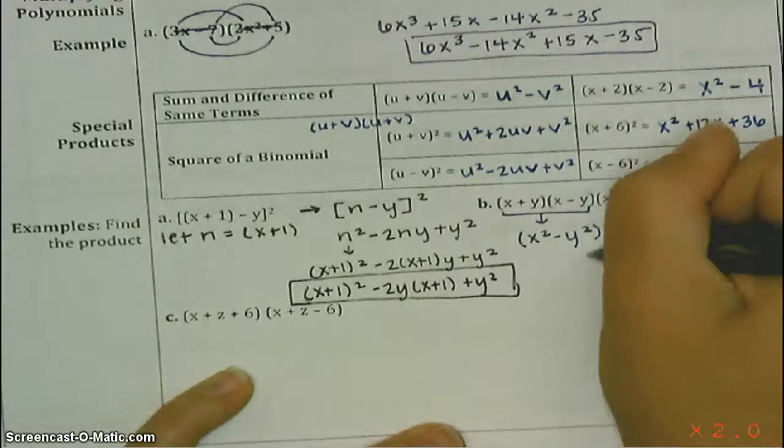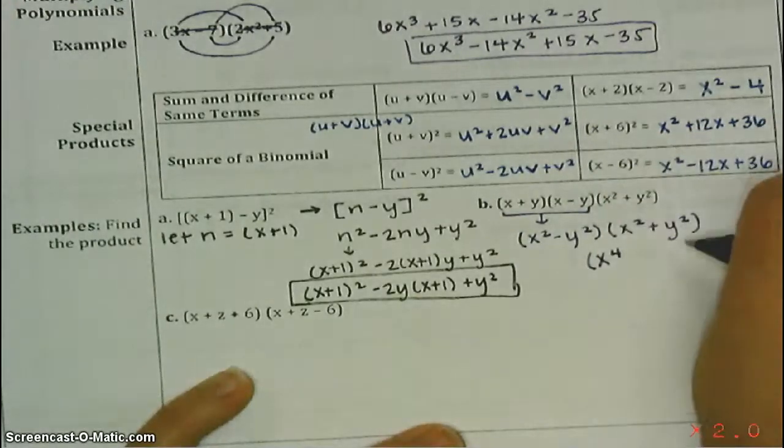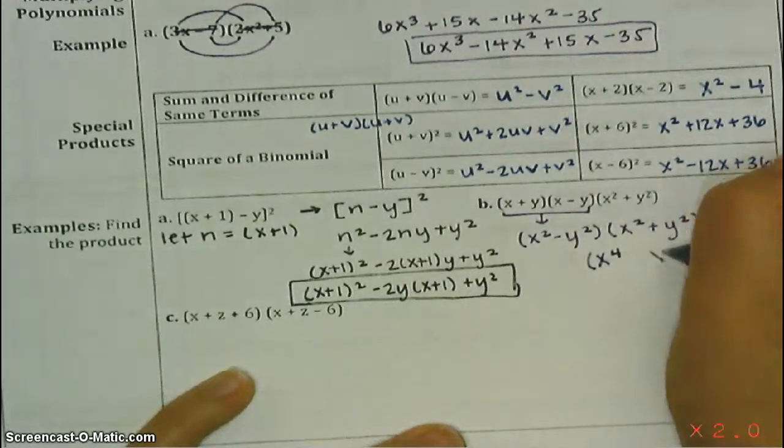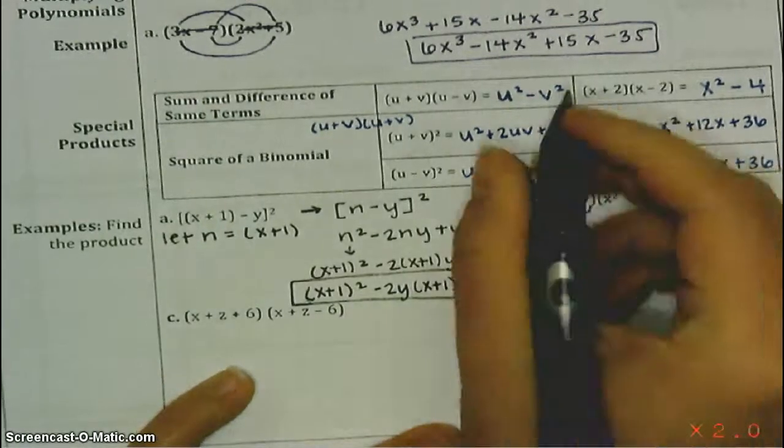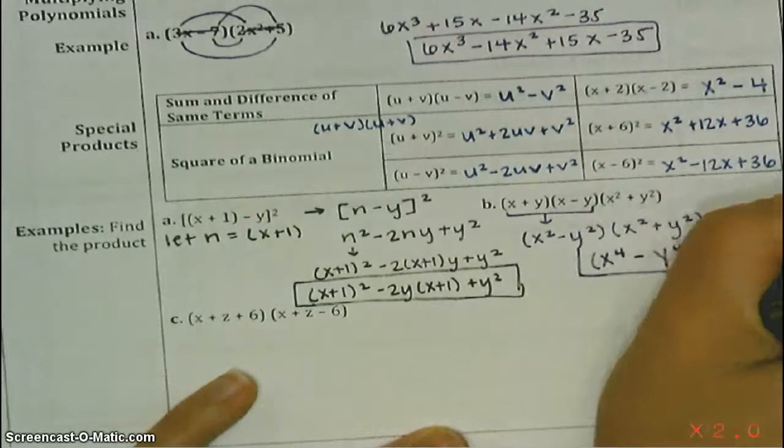So the first term squared is going to become x to the 4th, right? x squared squared. The second term squared, y squared squared, is y to the 4th. And the property states that we have a negative on the inside. So there you go.